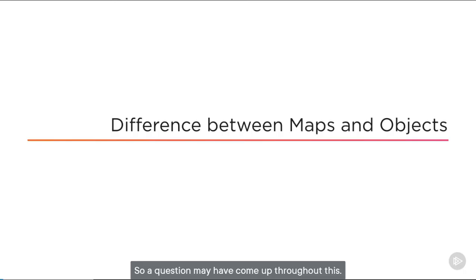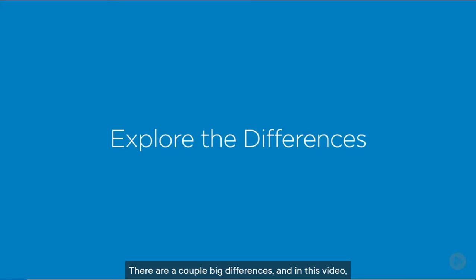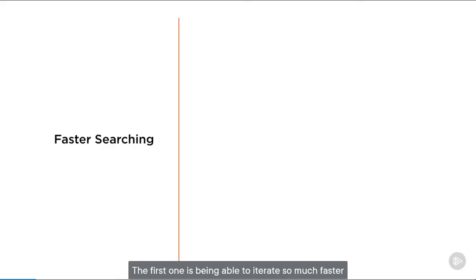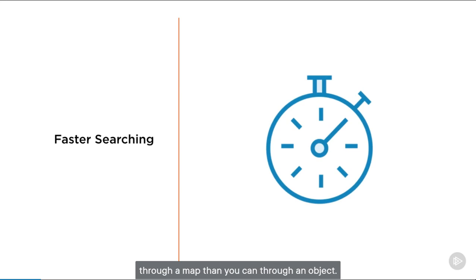So a question may have come up throughout this. If you're familiar with objects, you're familiar with arrays, why are we not just using objects? Why would I actually want to go in and use maps? So there are a couple big differences, and in this video, I wanted to explore what those differences are. The first one is being able to iterate so much faster through a map than you can through an object.